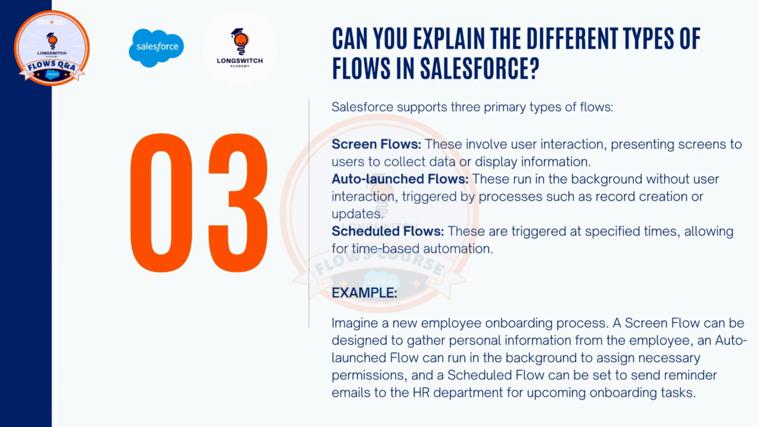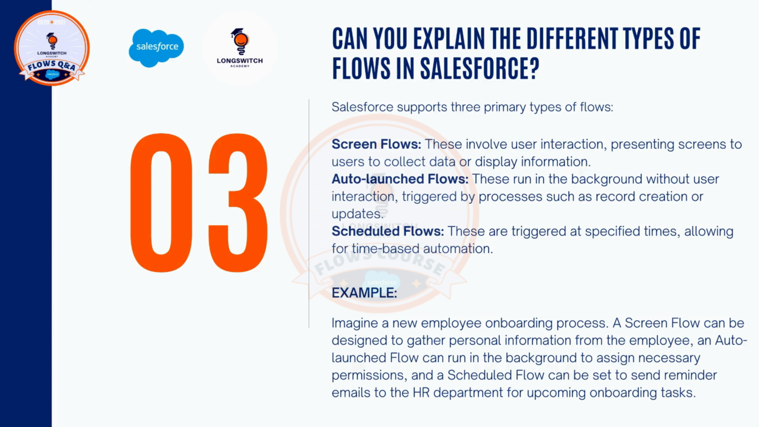There are different types of flows in Salesforce, and each serves a unique purpose. Salesforce supports three primary types of flows. Number 1, screen flows. These involve user interaction, presenting screens to users to collect data or display information. Number 2, auto-launched flows. These run in the background without user interaction, triggered by processes such as record creation or updates. Number 3, scheduled flows. These are triggered at specified times, allowing for time-based automation.